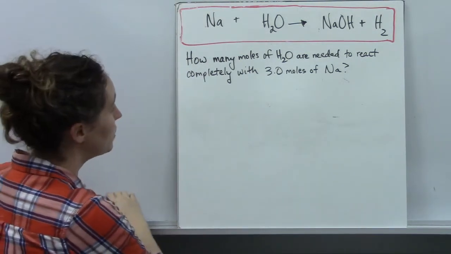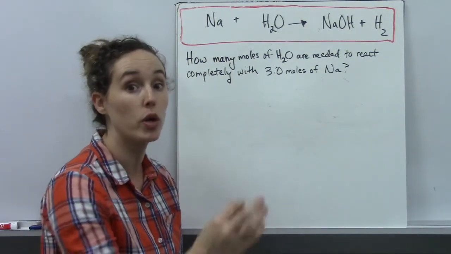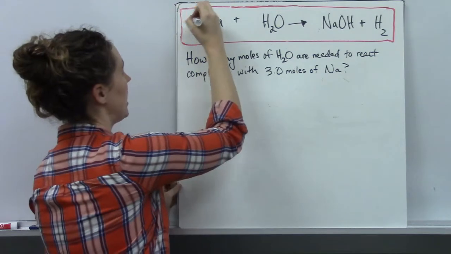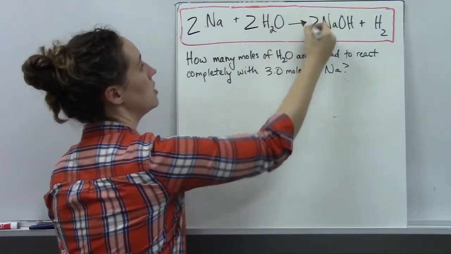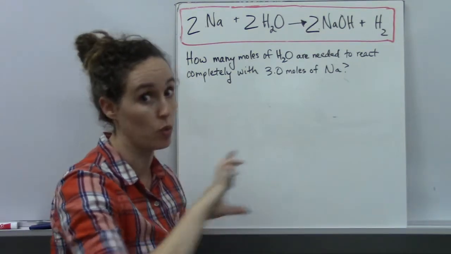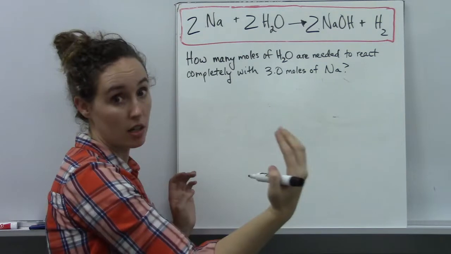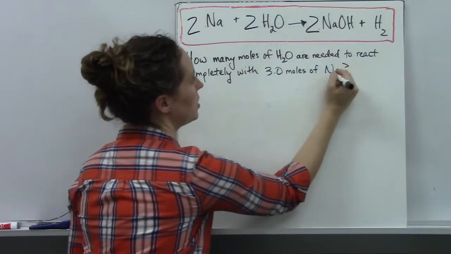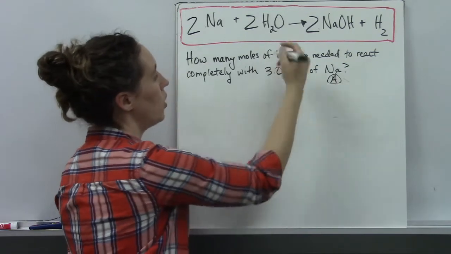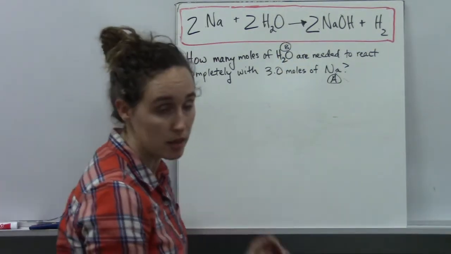All right, so how many moles of water are needed to react completely with 3.0 moles of sodium? So balance the equation. We just did that, but we're going to do it again. All right, then identify your substances so that you can rock the roadmap. Okay, so substance A is what we're given, right? And so I'm given sodium, so this will be substance A. And then water is what I'm trying to figure stuff out about. That'll be substance B.